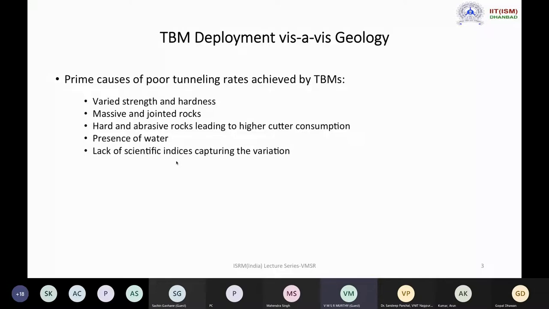I'll cover more of the rock related parameters, particularly those related to strength and hardness, which vary from meter to meter, or location to location. That's one of the worries. Often we encounter massive rocks and jointed rocks, which also pose a good challenge for TBM tunneling. Hard and abrasive rocks together are one of the prime reasons for low performance and high cutter consumption. Often water makes the trouble much more, sometimes making the rocks softer and the excavation difficult. All this is probably happening because of the lack of scientific indices which are not being captured in time, right in the planning stage itself. Probably that can help at least cross over some of these problems.